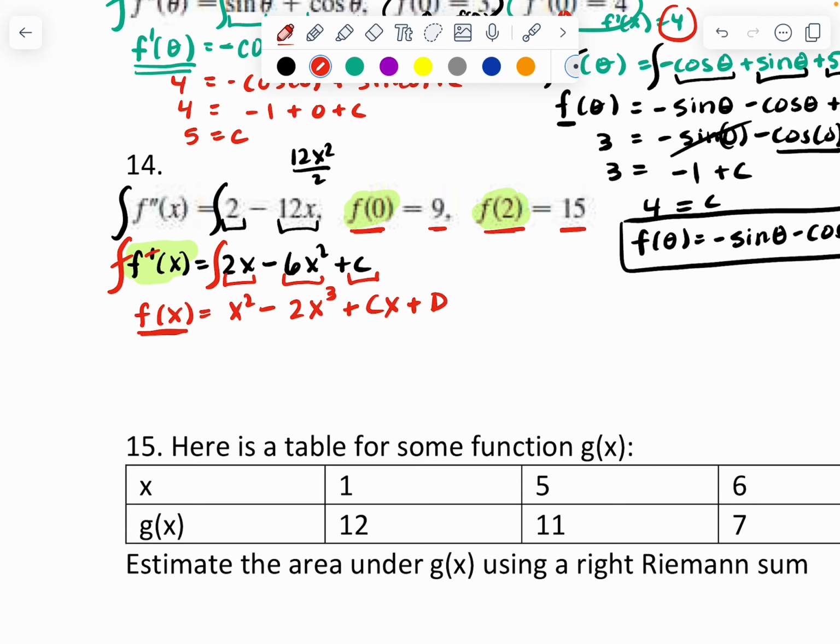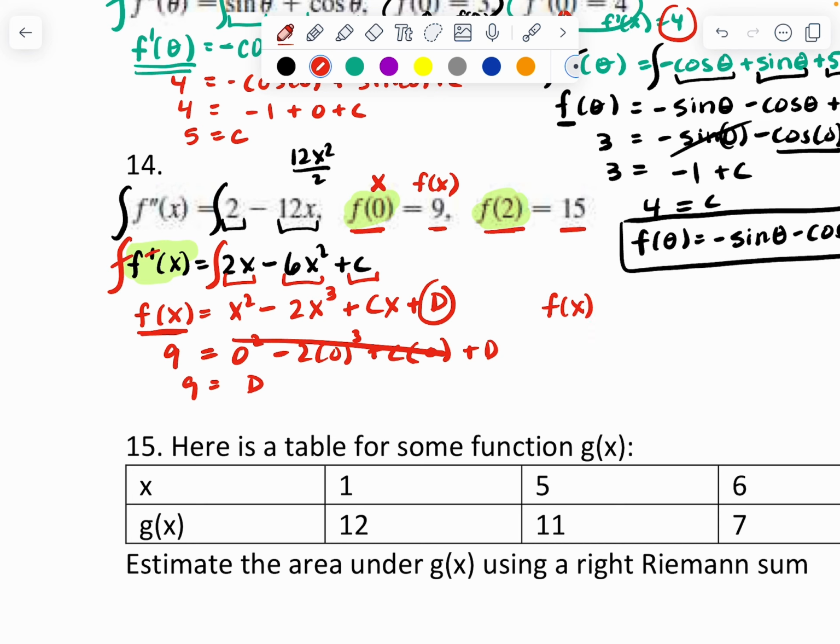Now, the question is, which one should I plug in? I'm going to go with this one first because I want x to equal 0. It says if x equals 0, f of x equals 9. If I make x equal to 0, look what's happening. It's wiping everything out, is it not? So all this gets wiped out and we get that d equals 9. So if I know that d equals 9, I can replace this d with a 9, giving me that f of x is x squared minus 2x cubed plus cx plus 9, right?